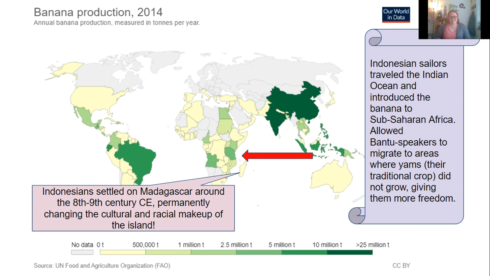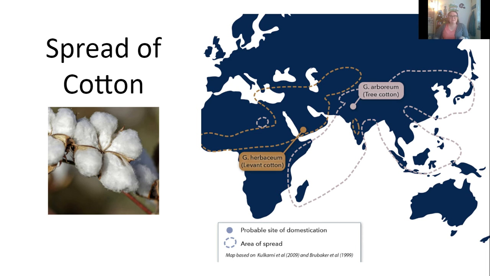Next up, you have bananas. Indonesian sailors traveled the Indian Ocean basin and actually introduced bananas to sub-Saharan Africa. This allowed Bantu speakers to migrate to areas where yams, their traditional crop, wouldn't grow. And this gave them more freedom. And then Indonesians actually settled in Madagascar and permanently changed the cultural and racial makeup of the island. Incredible.